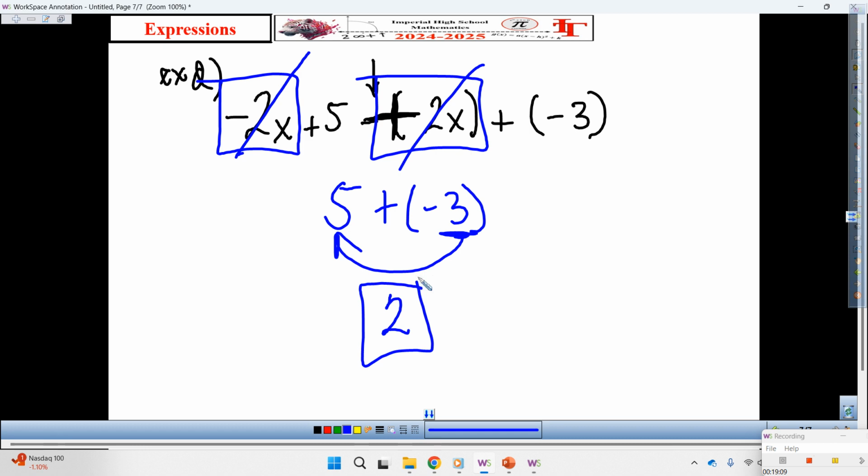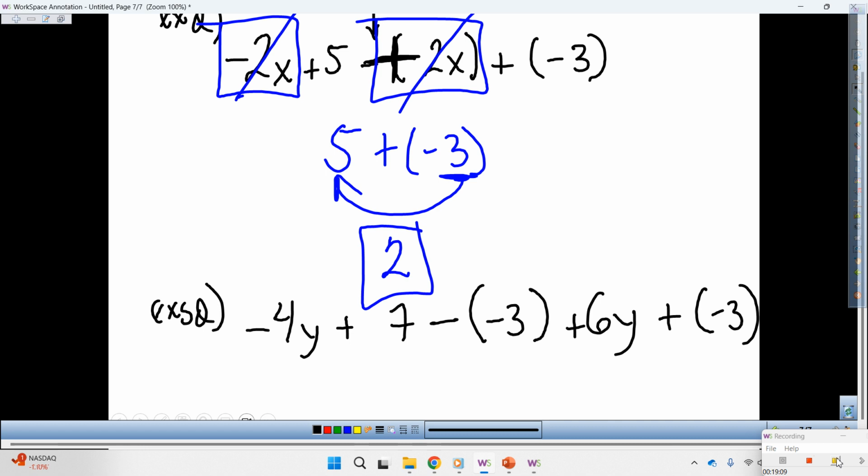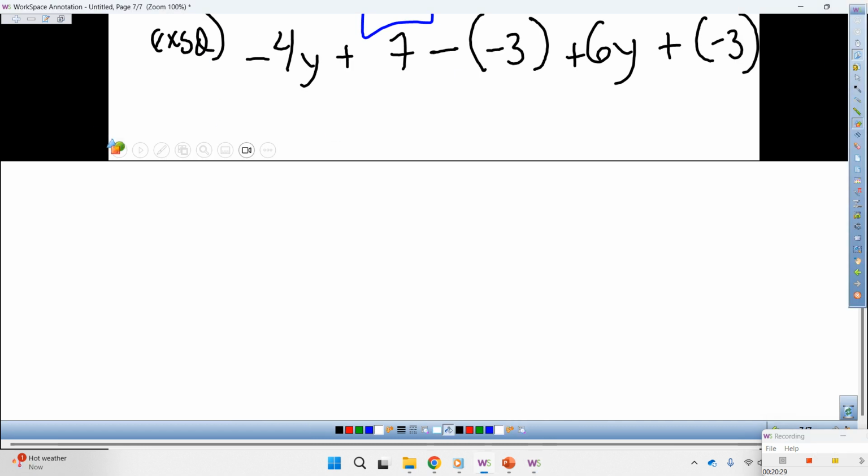Hands if you got that by yourself. Okay, good. All right, let's do another one. Example super cube. Negative 4y plus 7 minus, parentheses, negative 3 plus 6y plus negative 3. See how you do with that? Go. All right, let me make some space as you're finishing off, explain to your neighbor.